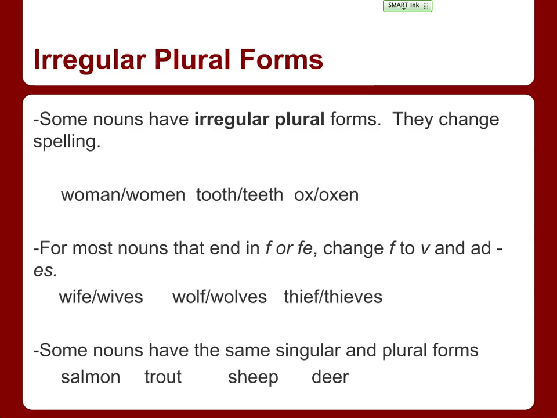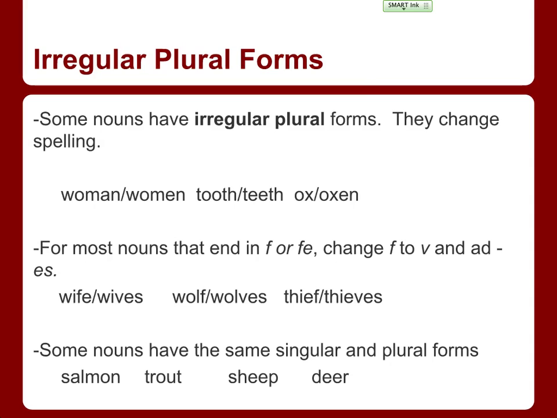Okay, so for irregular plural nouns, some nouns have irregular plurals and they change spelling completely. So woman changes to women. Tooth changes completely. You don't add S to the end of it and say my tooths are loose. You say my teeth are loose. And ox, to make more than one, it wouldn't be oxes, it would be oxen. Any words that end in an F, like wolf or loaf, you change the F to a V and add ES, just like thief or wife.